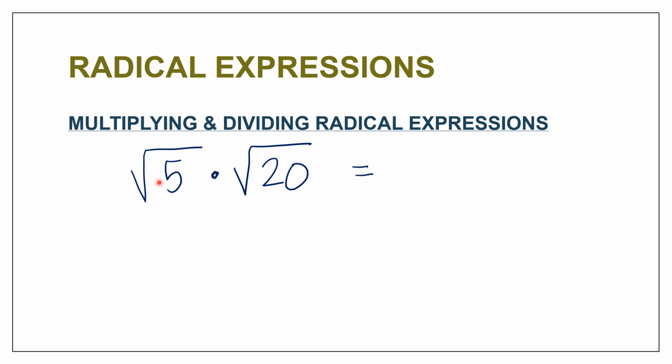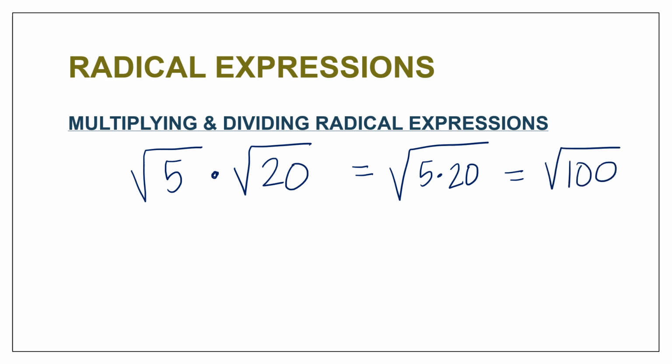Since these are both square roots, you can combine them into one radical. That becomes 5 times 20 under the radical. 5 times 20 is 100, and 100 is a perfect square. What's the square root of 100? That's 10 squared, so a square root cancels with a square, and that's equal to 10.